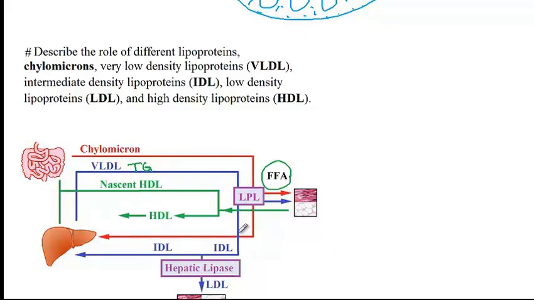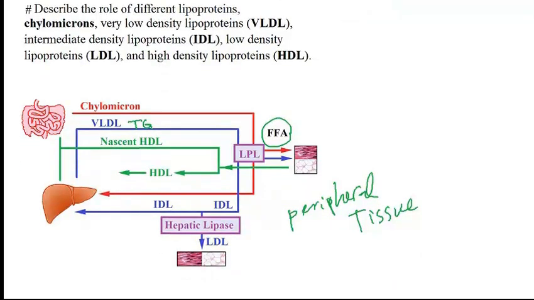So LDL, so you know how IDL transported cholesterol to the liver? LDL transports cholesterol to the peripheral tissues. And that's really bad, because as cholesterol goes and accumulates in the vessels, for instance, it could cause closure of these vessels and cause, for instance, heart attack or stroke or other problems. So that's why we don't want a high LDL level. We don't want LDL to keep distributing cholesterol to the peripheral tissues.